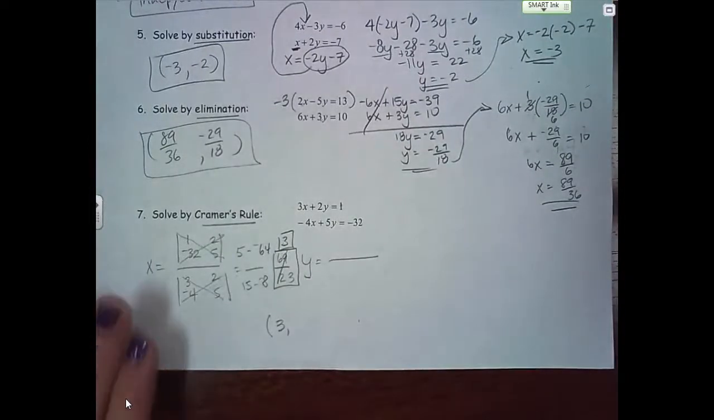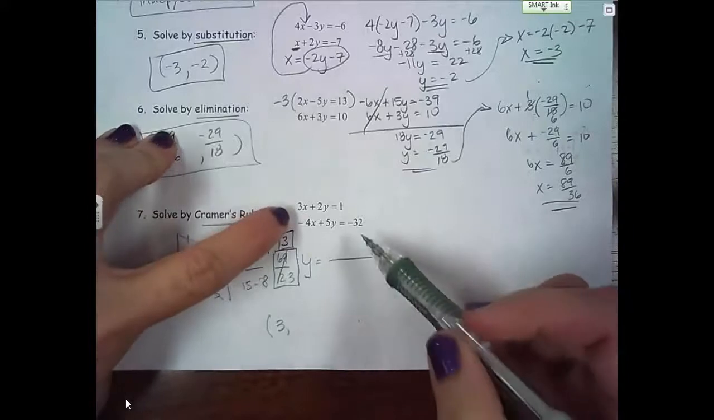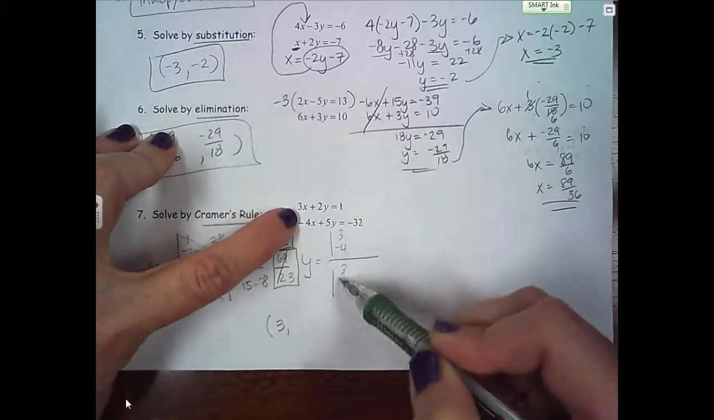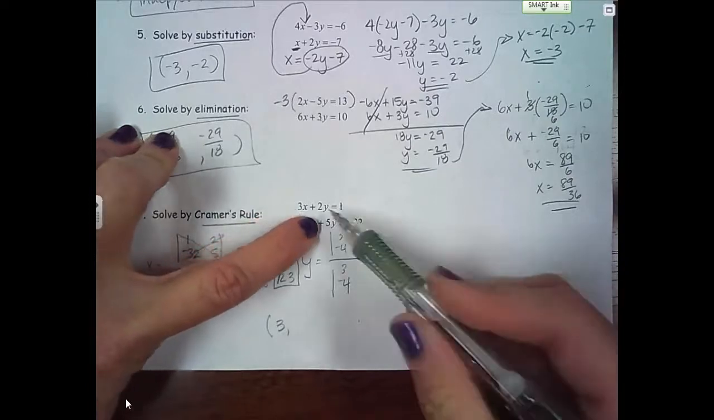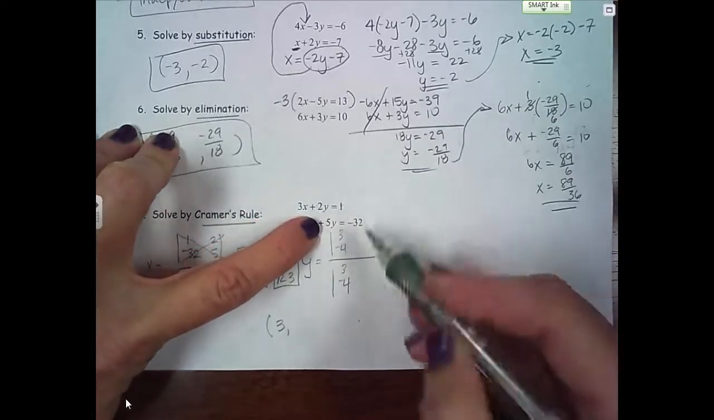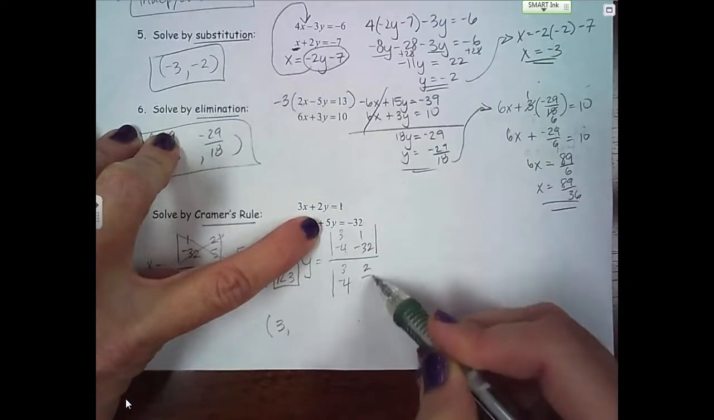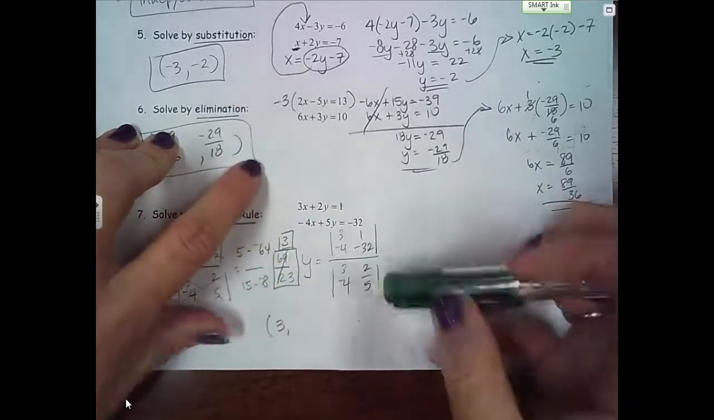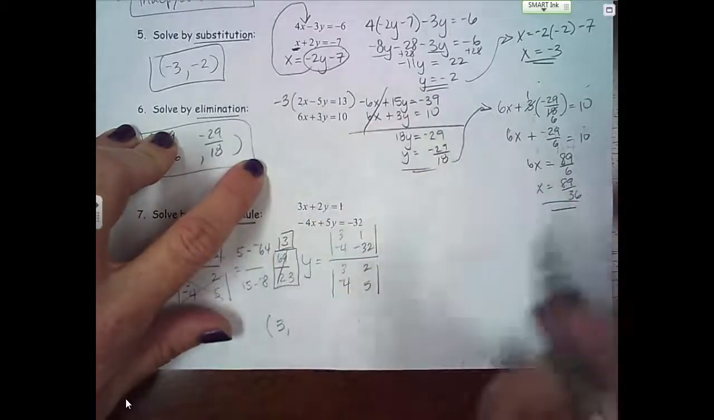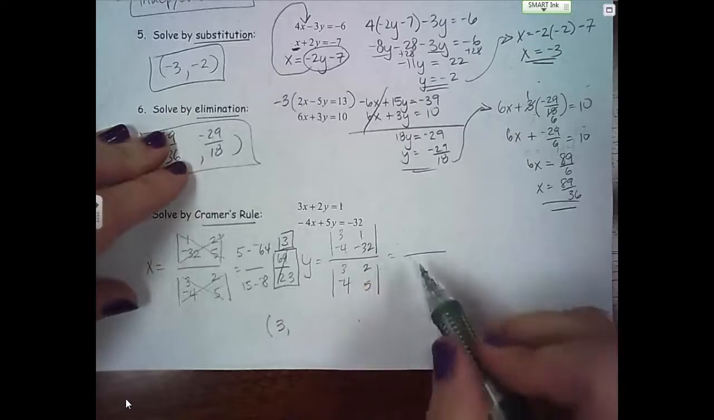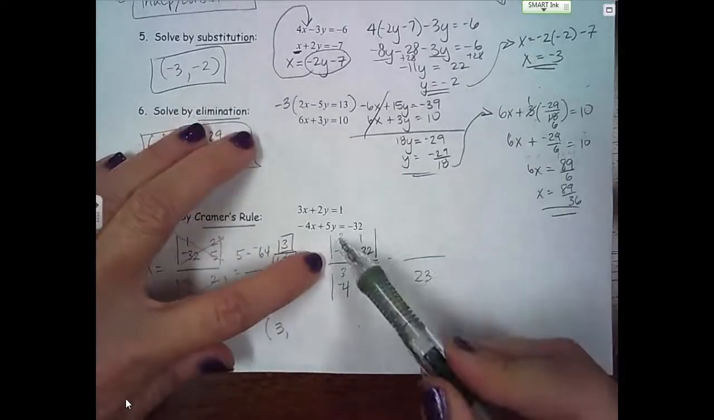For y, you're going to do the same thing, but this time you leave all your x's the same. So 3, negative 4, 3, negative 4. And because I'm solving for y, instead of using 2, 5, I'm going to use 1, negative 32. And then the bottom, I keep 2, 5. Now the cool thing about it, you have already found the determinant on the bottom, so the 23 stays the same. Now all you have to do is find this one.